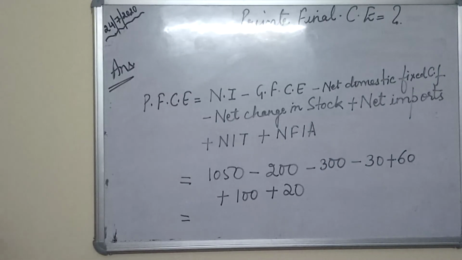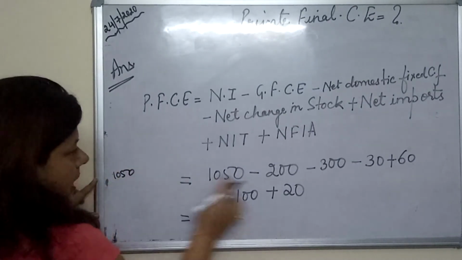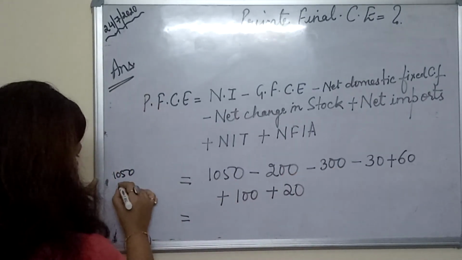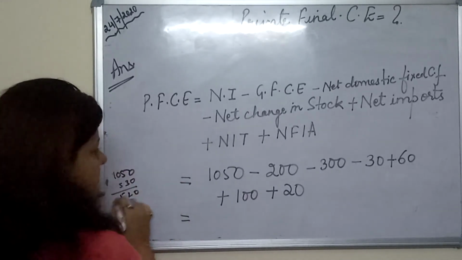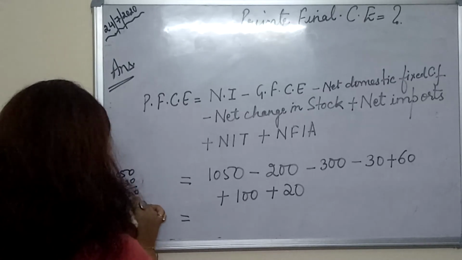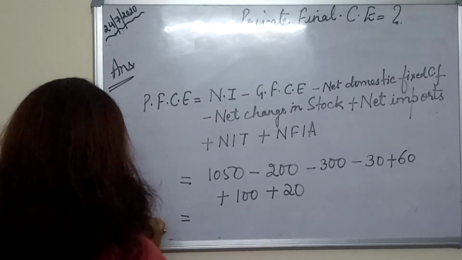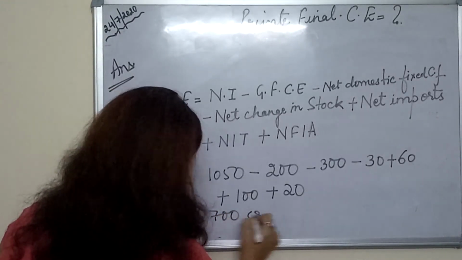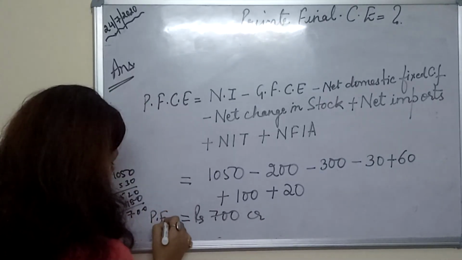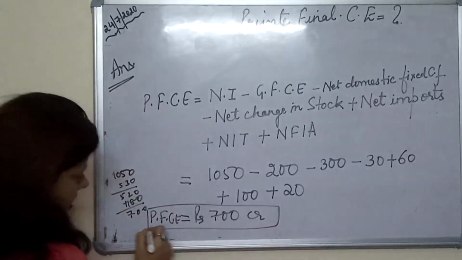Let's see what you get. Here 1050 minus 530 is 520, plus 180, so that is 700. So 700, that is rupees 700 crores, is the private final consumption expenditure. This is the answer.